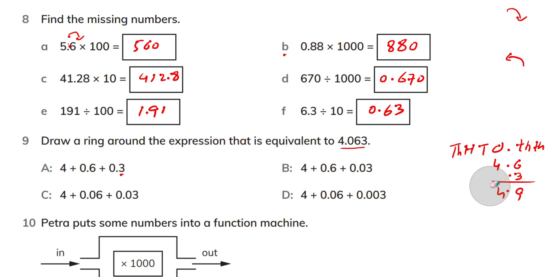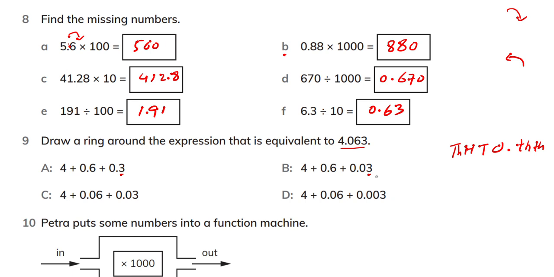Okay, now talking about the next number. Check the next one. 4 is in ones place. Yes, right under ones place. 6 is in the tenth place. So 0.6. Yes. 3 is in the hundredth place. So it will be here. Yes. So 4.63, but our concern is 4.063. So no, not possible.